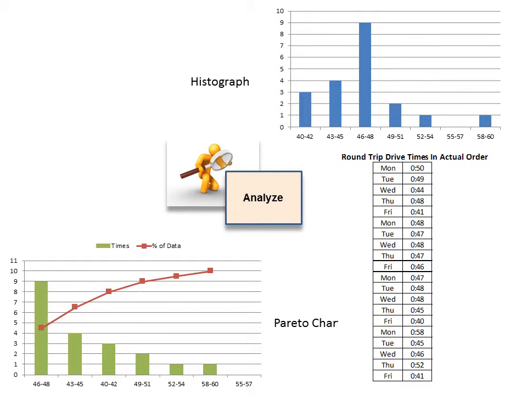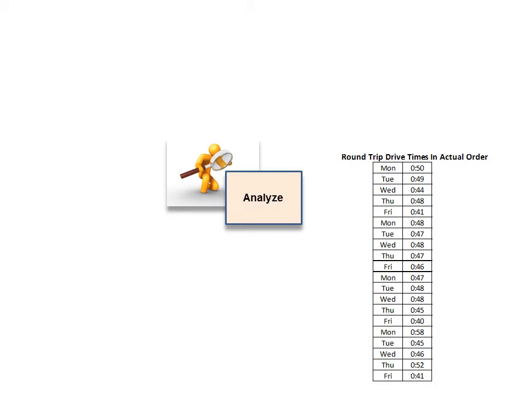The red line shows the percentage of data as you read left to right. In my drive times data, 45% of the times were between 46 and 48 minutes. 65% of the drive times were between 43 and 48 minutes, and so on. Again, we are trying to find the vital few that have the greatest impact on our problems. There is one final graph that can tell us something about drive times that is not obvious in the charts or graphs we have seen so far.